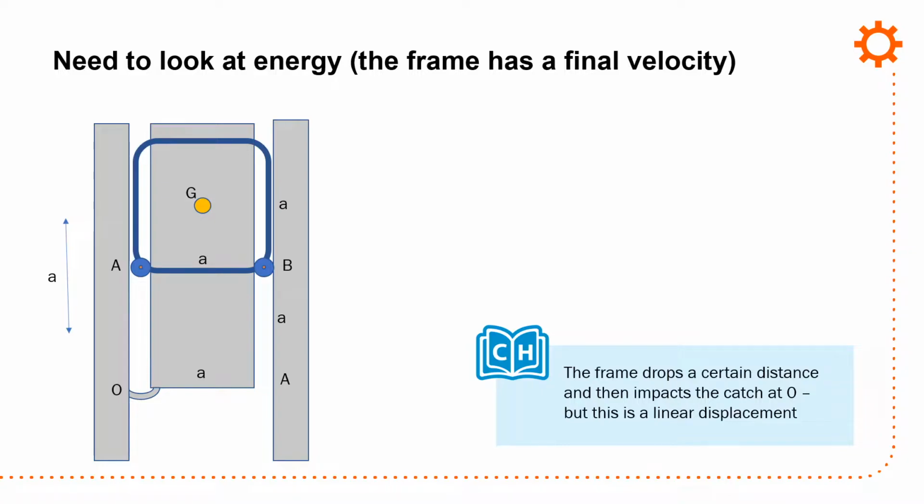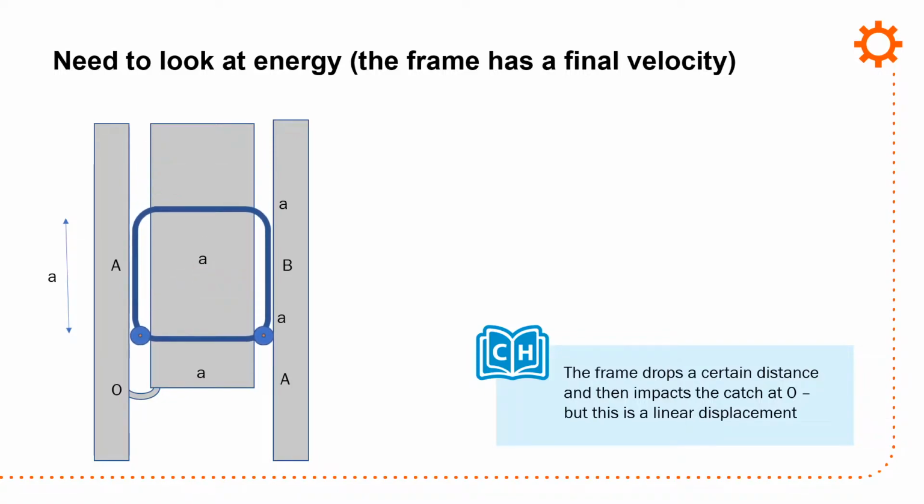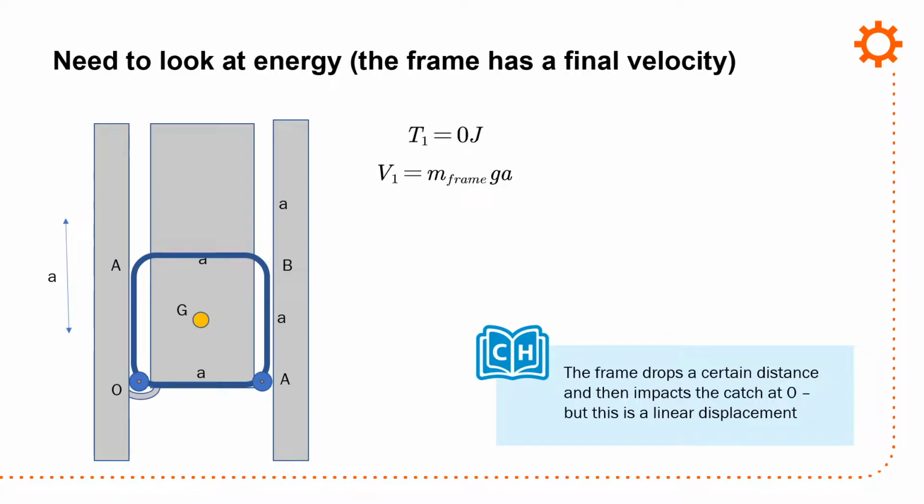To do this, first I need to know what the linear velocity is once it reaches point O. So if I start at the top and I release it, it's going to travel in a linear fashion. So there's no omega at this part of the problem. And so I can do this as an energy problem. And if I do that, still the center of mass is translated a distance a.